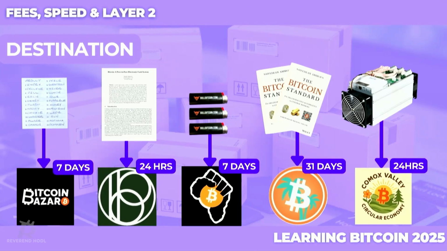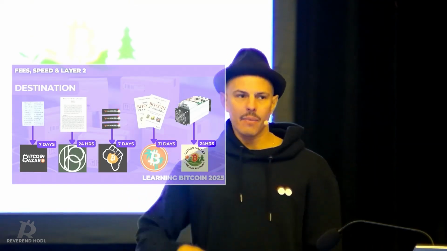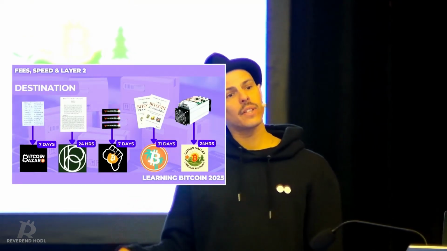So the Bitcoin seed on the left is like a piece of paper. It's a paper seed, and it needs to go to Paris in 7 days. The white paper, which is 9 pages, needs to go to Bitcoin Park in Nashville, and it needs to get there within 24 hours. They have an event tomorrow. The Bull Bitcoin lighters, well, we're sending them out, and we need to get them there by this time next week, so 7 days. The Bitcoin Standard, well, everything's a bit slower in LATAM, so 31 days is fine to send something to Costa Rica.